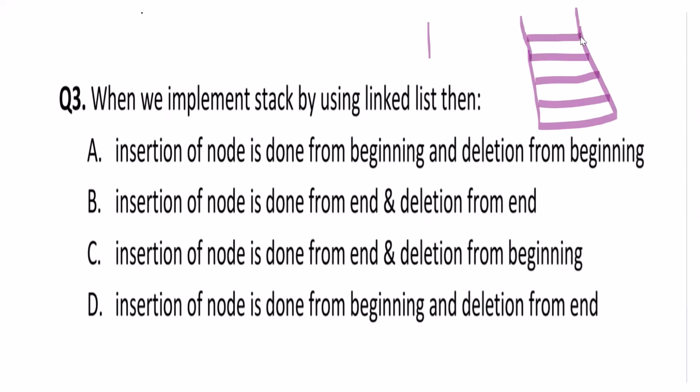Take these horizontal lines, excluding the last one, as books. Now what will happen, as we can see, is that it is blocked from this side, and we can do neither insertion nor deletion from here. So in a stack we do insertion from this side and deletion also from this side, only from the top. So the correct answer is insertion of node is done from beginning and deletion also from beginning.